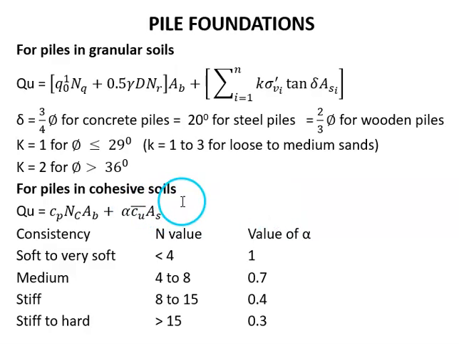In case of cohesive soil, we have to ignore all the frictional terms and take only the cohesion contribution. So in case of piles in cohesive soil, the ultimate load carrying capacity equals CNC into AB plus alpha Cu bar into AS. Based on the N value, we will be finding the alpha value, and for different types of soft soils, the alpha value is given as 0.3 to 1.